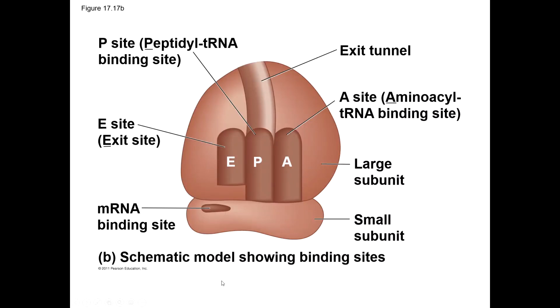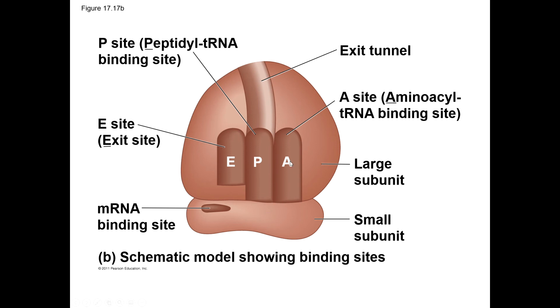This is a schematic model showing these binding sites. Again, we have the A specifically means amino acyl transfer RNA binding site, but I always think of it as incoming amino acids. A for incoming amino acids. P stands for peptidyl transfer RNA binding site, but I think of it as polypeptide. That's where the polypeptide chain is forming. And then E is the exit site for the transfer RNA. So just like trucks dropping off their supplies, they're going to come in, park, drop off their supplies, and then go out and get more.